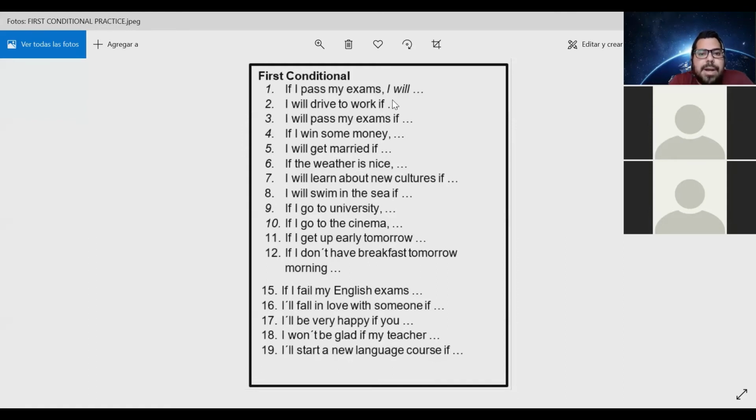Remember, guys, when we start with the if clause, we need the comma. When we don't start with the if clause, we don't need the comma, as in here. Okay, I'm gonna give you some time to work on it.